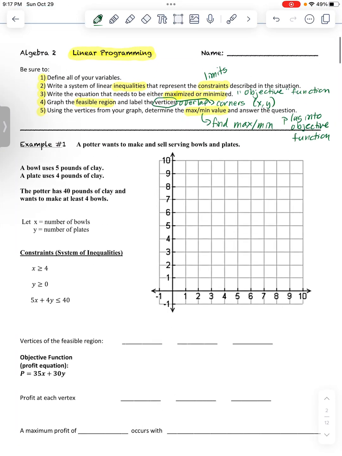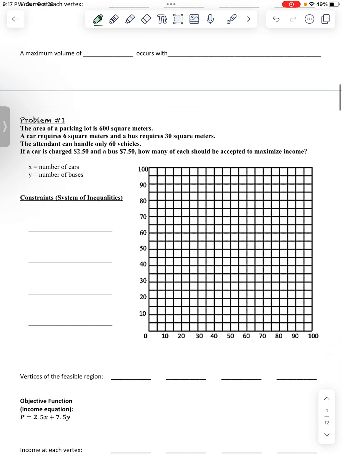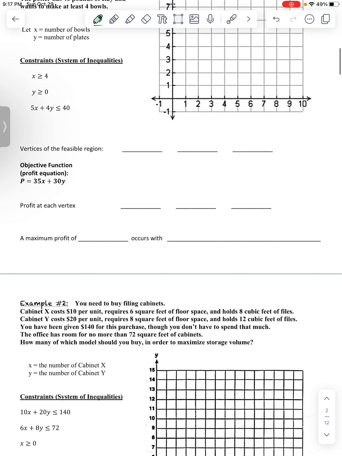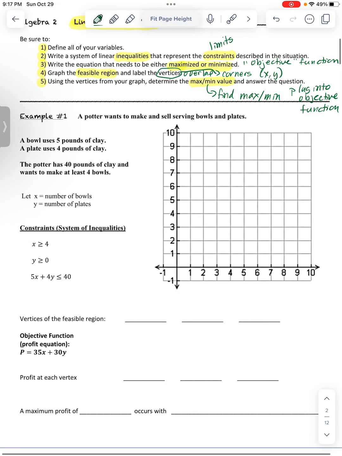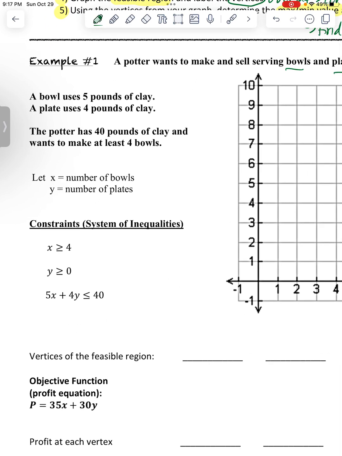Usually the problems, as we go on through the packet, are like a big fat word problem at the beginning, and you have to create all of the things that you need. But in this first one, it's really laid out pretty basically. So you have a potter, somebody that's making clay stuff, and they want to make bowls and plates, and sell them at a craft fair and try to maximize their profit. So this one does not have big sentences. It just tells you straight up.